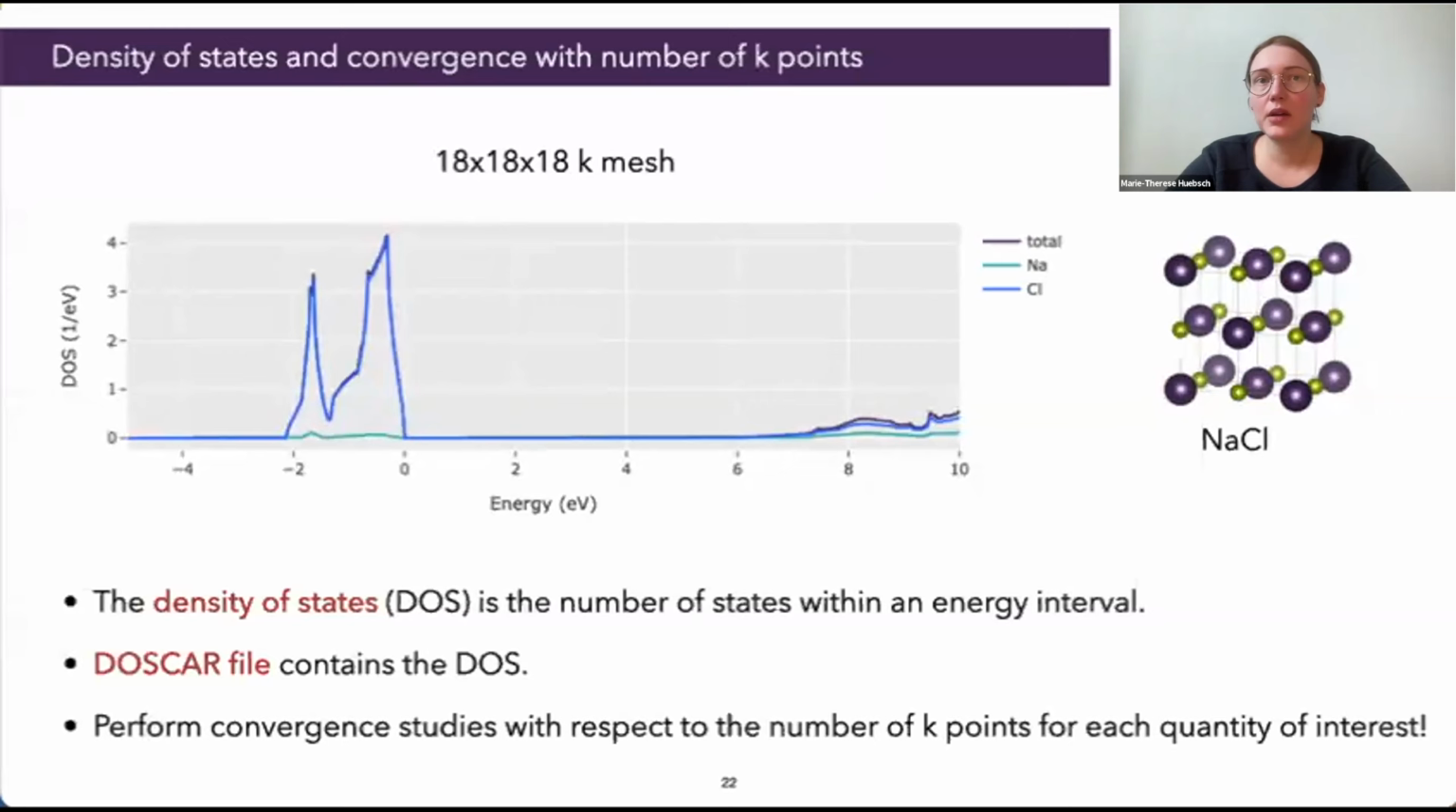Generally, not all quantities converge with the same sampling. So it is important to monitor exactly the quantity of interest that you later want to report. Also, take care that differences rather than absolute values should be converged. For instance, you don't always have to converge the total energy of a calculation, if you are really just interested, for instance, in the gap.